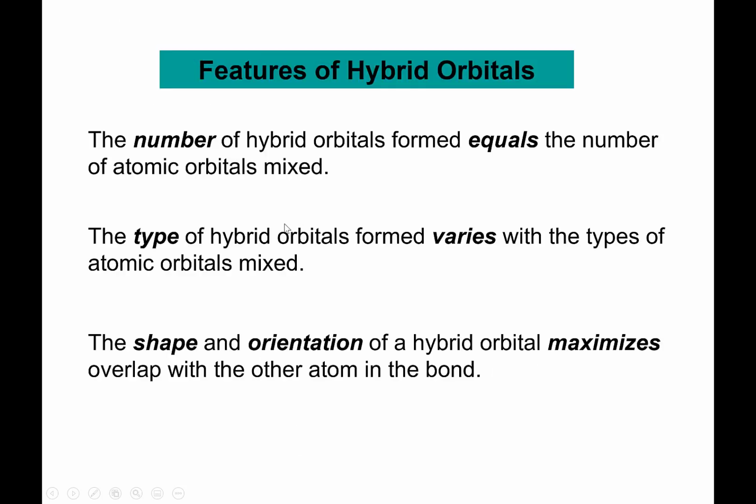With hybrid orbitals, you have conservation of orbitals just like in molecular orbital theory, where your total number of hybrid orbitals is equal to the number of atomic orbitals that mix. The type of hybrid orbital formed varies based on which orbitals are mixing, so you'll get different shapes based on what atomic orbitals are mixing to form those hybrid orbitals. And then the shape and orientation of hybrid orbitals maximizes the overlap with the other atom in the bond, so you're maximizing the ability for these two atoms to share electrons.